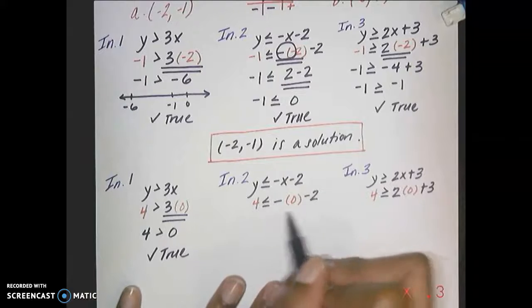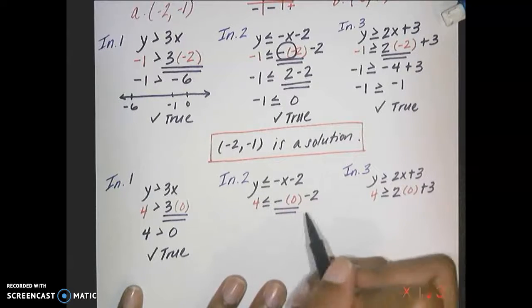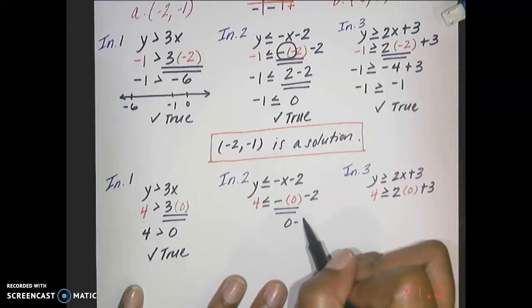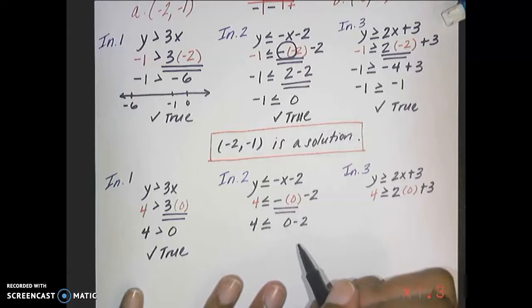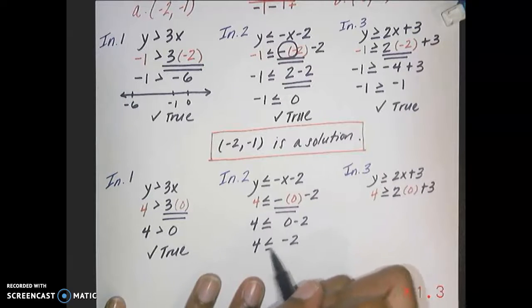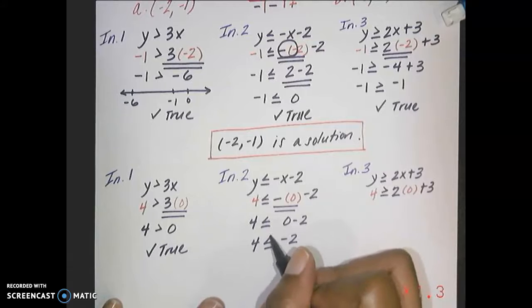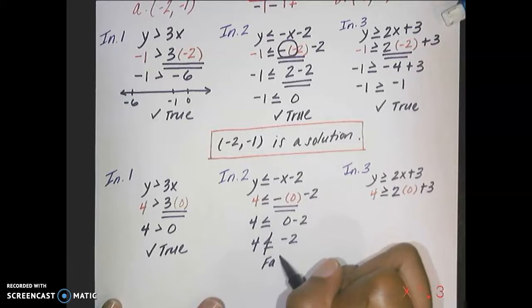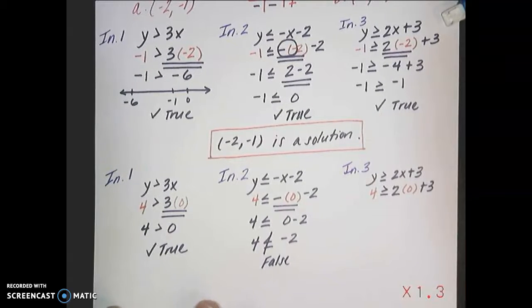Then over here, you have a negative, and I plugged in a 0, minus 2. Well, this negative 0, that's just going to turn into 0, minus 2. And I'm going to keep the 4 on the other side. 0 minus 2 is going to be a negative 2. So we have to know, is 4 less than or equal to a negative 2? This is false. It is not true. We can stop right here because 0, 4 is not going to be in our solution.